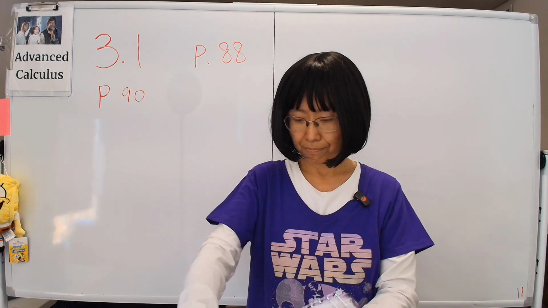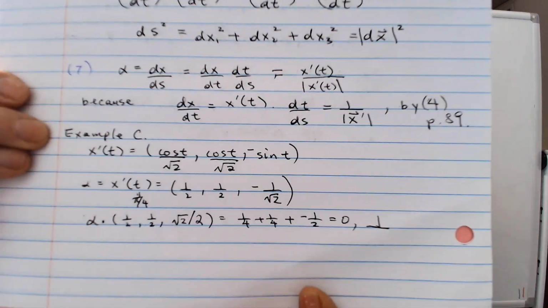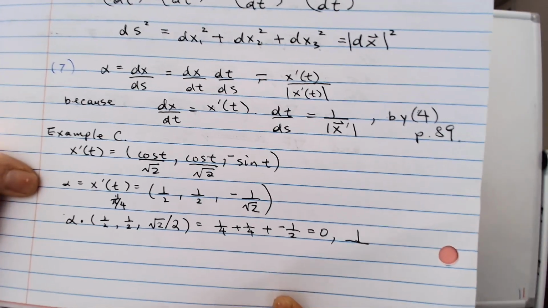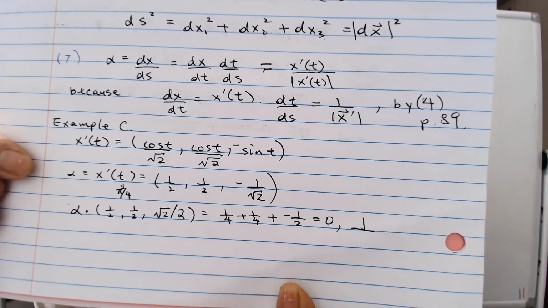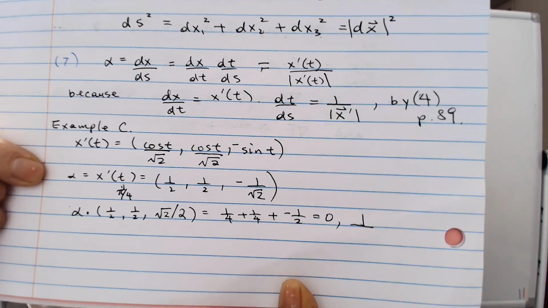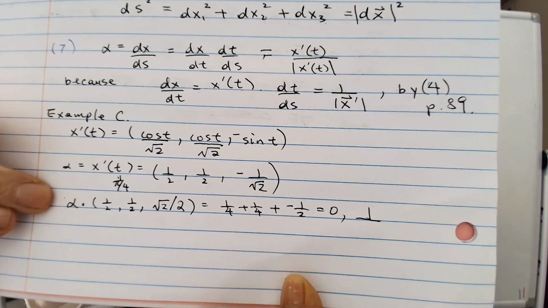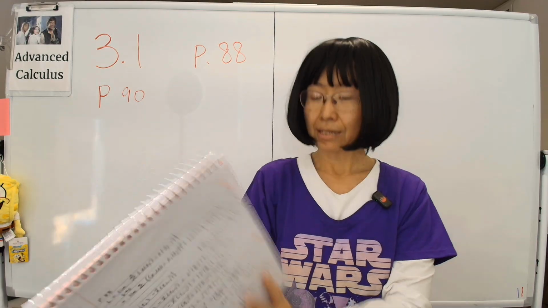So please work this out yourself. Here's where I worked it out. I calculated x prime t and calculated what alpha is. Alpha is x prime t in this case because the magnitude of x prime t is 1, so I don't have to divide by the magnitude. And then I show that the dot product equals 0, which means they're perpendicular.